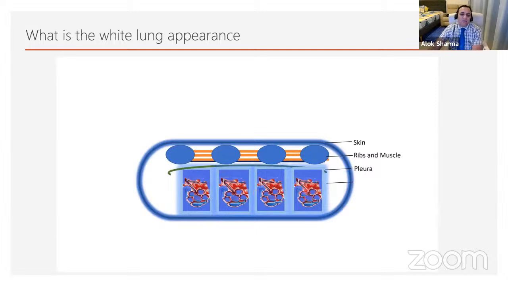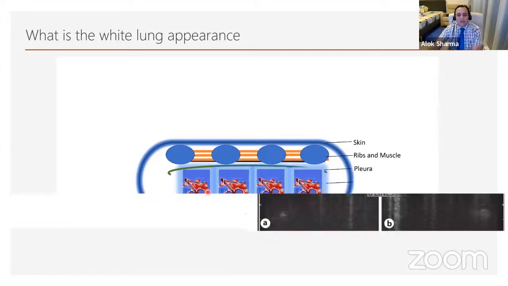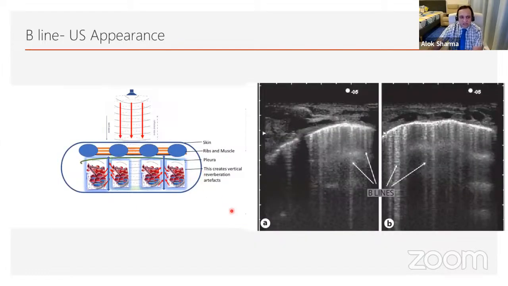Now, as we get more fluid in the lungs, as you can see in this particular situation, the B-lines merge together and form compact B-lines. Eventually, if you get fluid in the alveoli and fluid everywhere, you get this white lung or white-out appearance. So as interstitial fluid increases, you get alveolar interstitial syndrome, and then you classically get a B-line pattern. This is classically what they look like.